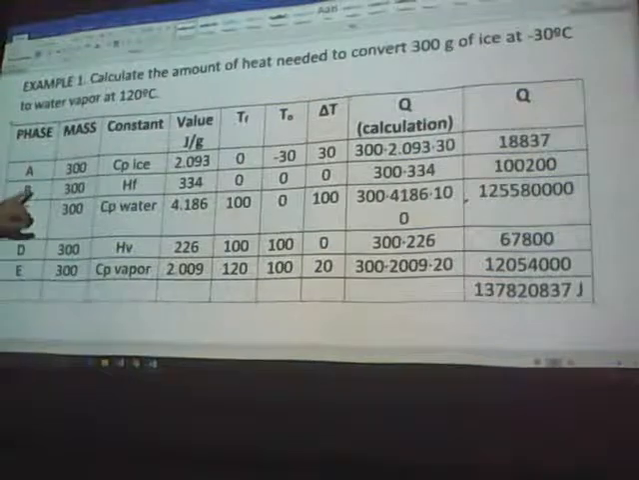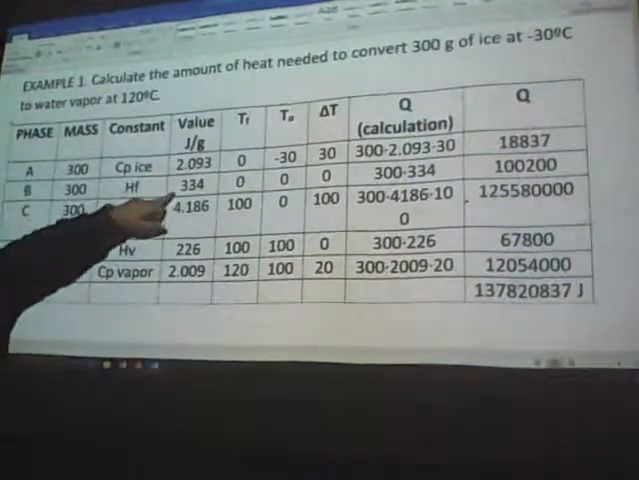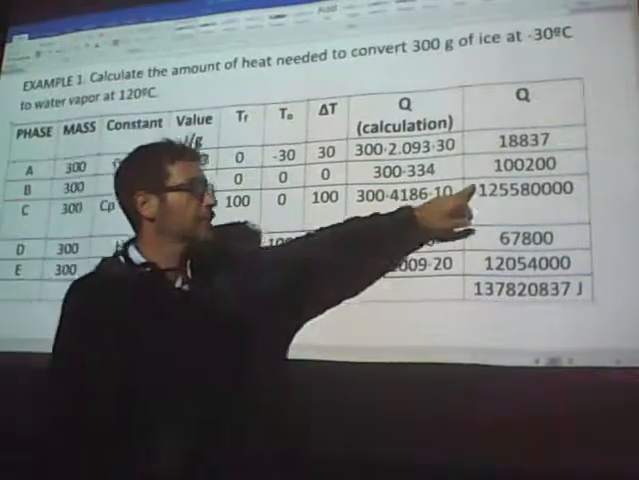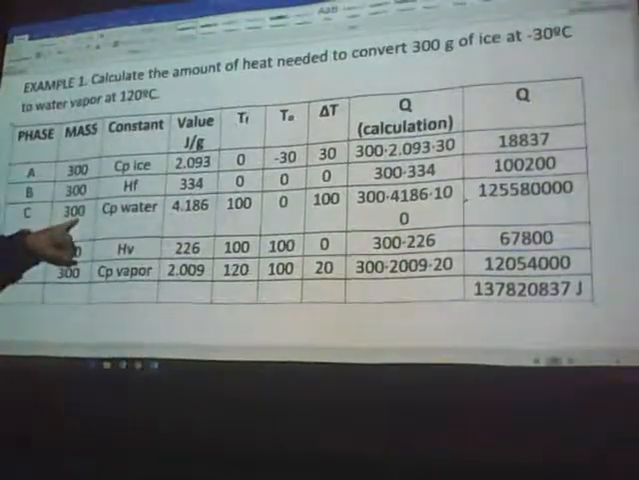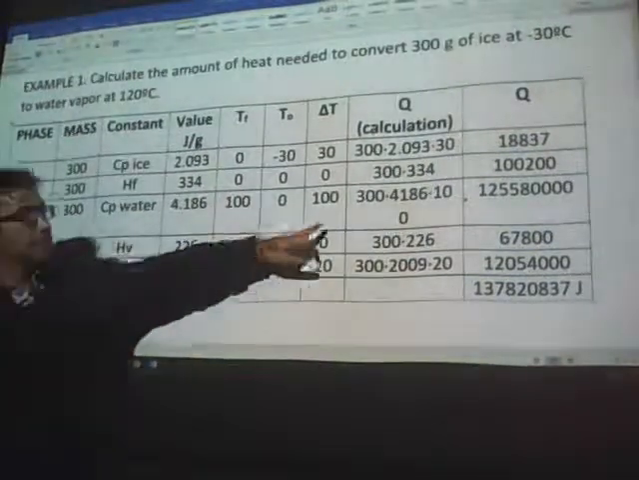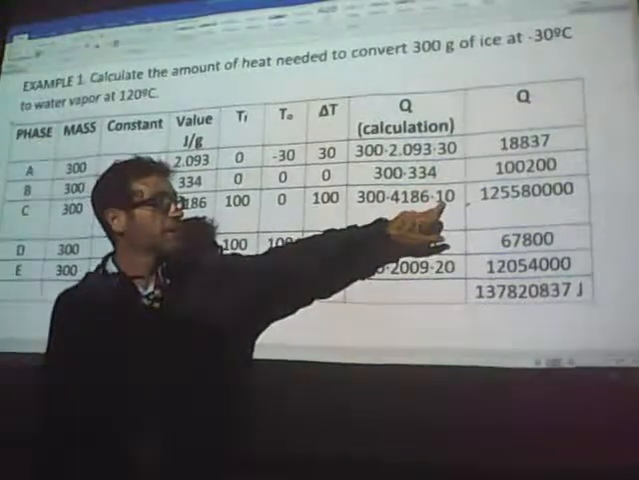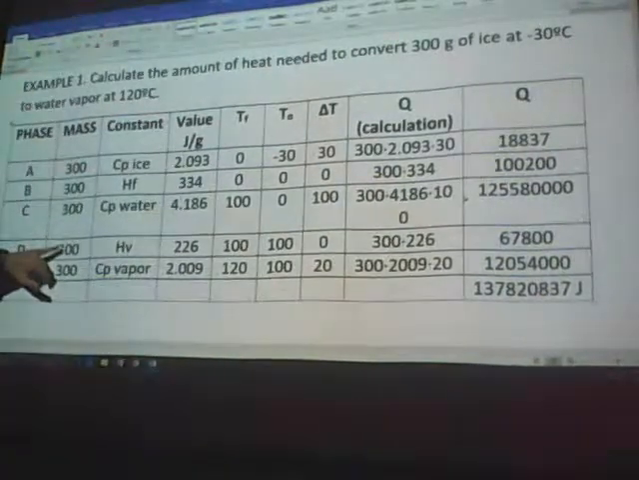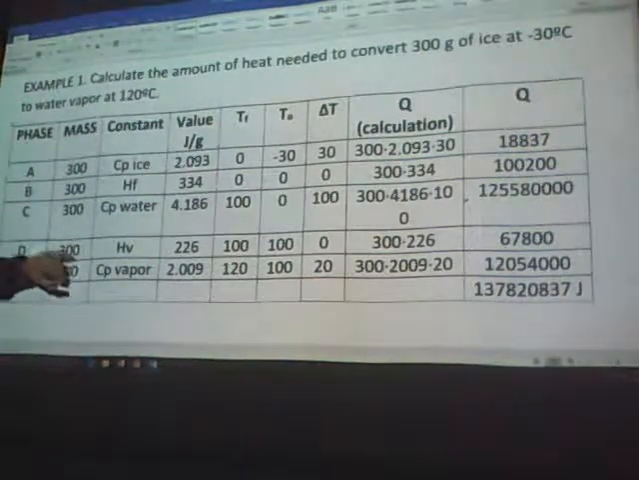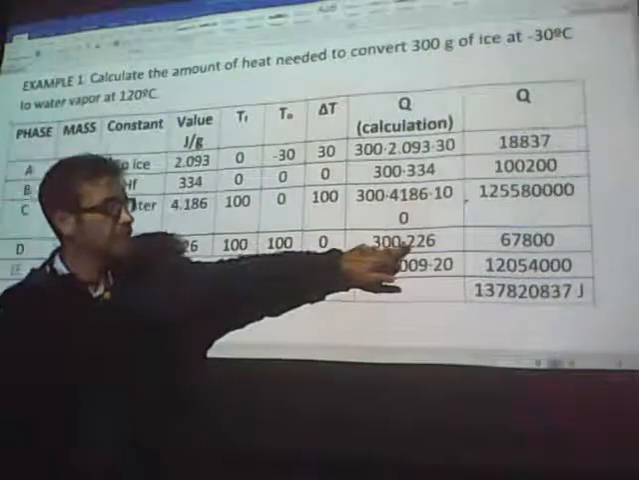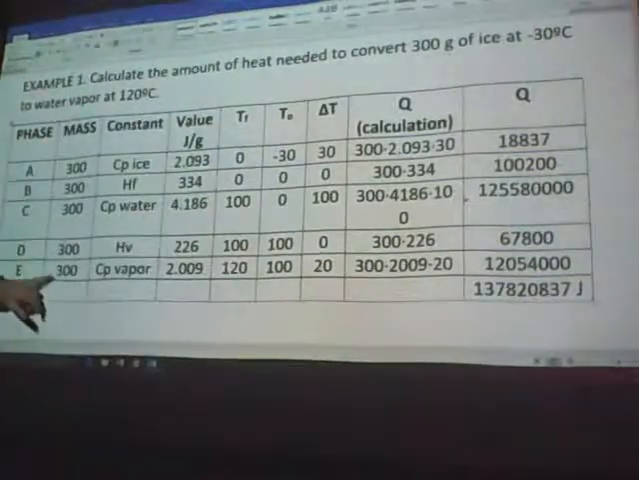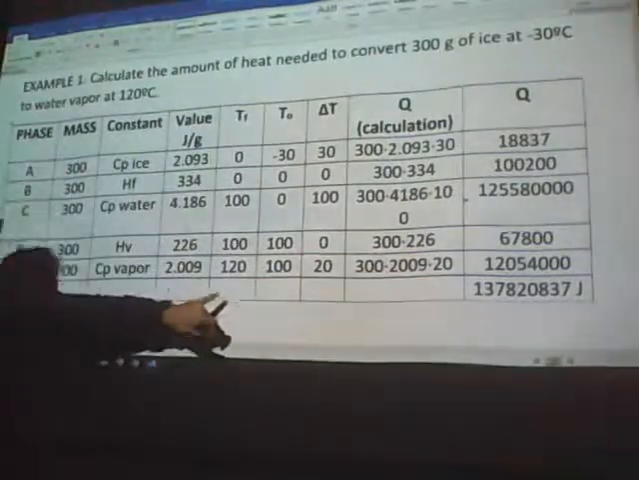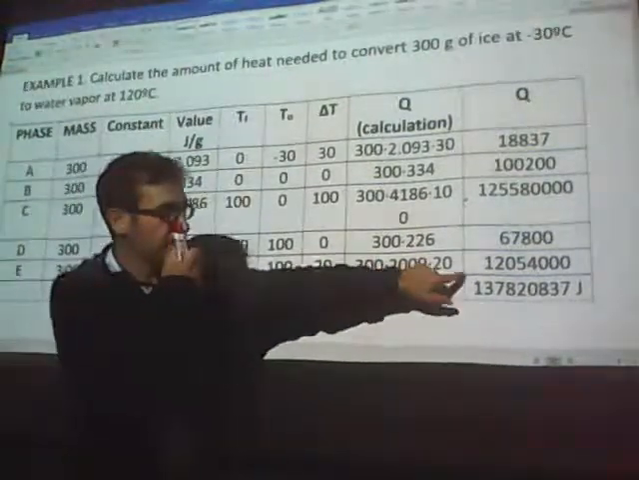Then you change it from ice, solid, to liquid, okay? Here you have the specific heat, and the formula is the mass times the specific heat, okay? And then you got this number. Then from liquid water at 0 degrees to liquid water at 100 degrees, you have the mass times the specific heat times the temperature change, 100. Then the energy to break the bonds, to change from liquid to gas, you have mass times the specific heat, you have that, and then you heat the vapor from 100 to 120. You have a 20 degree change and the mass times the specific heat times the temperature change, okay?